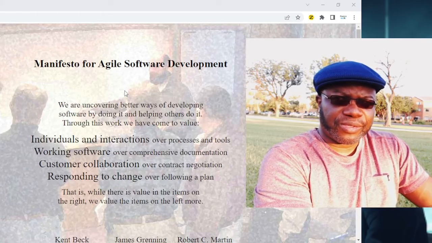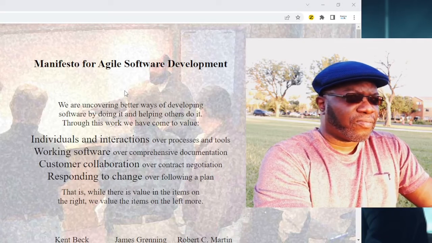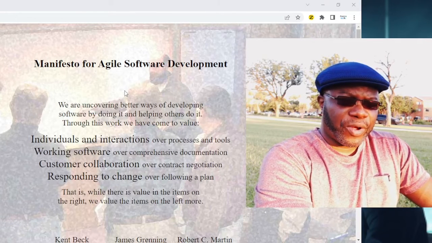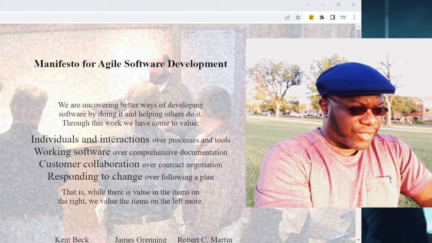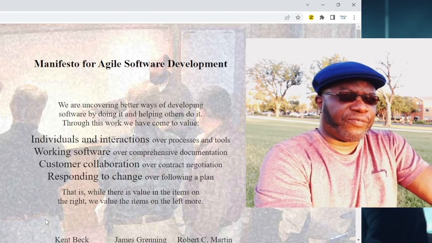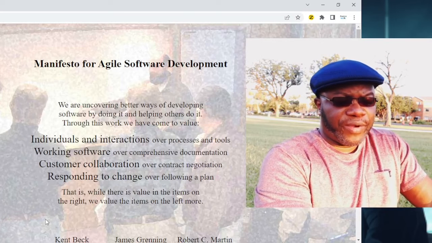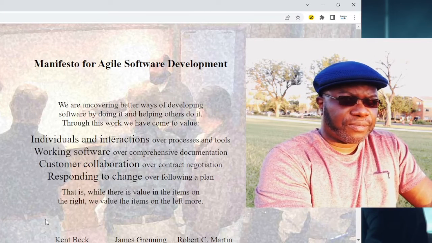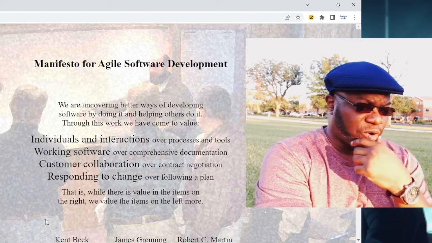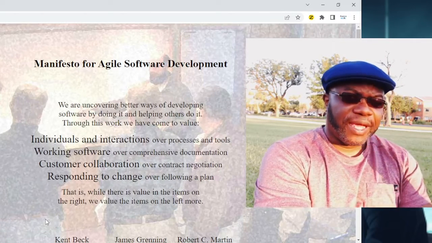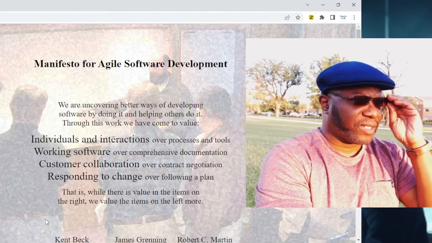It's a set of values and principles, and there are 4 values and 12 principles that I want to address. So let's address them one by one. The first value, it just states we're uncovering better ways of developing products by doing it and helping others do it. And through this work, we have come to value individuals and interactions over processes and tools.